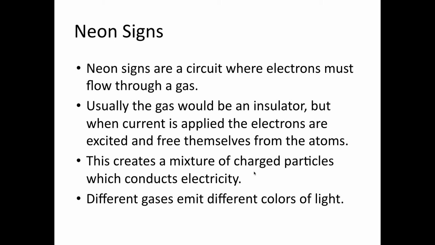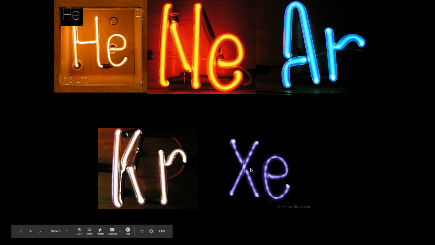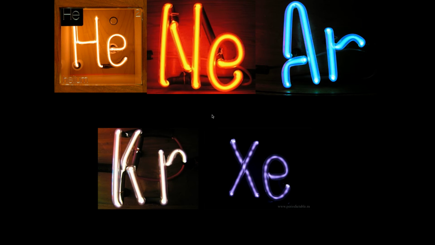Different gases will emit different colors of light, and this is very similar to what we get with the northern lights or the aurora borealis. So here are some examples. Of course, you've got the noble gases right here, and they make for some interesting signage.